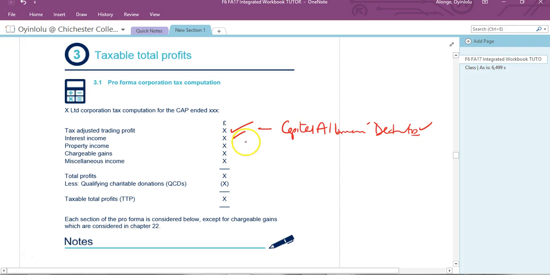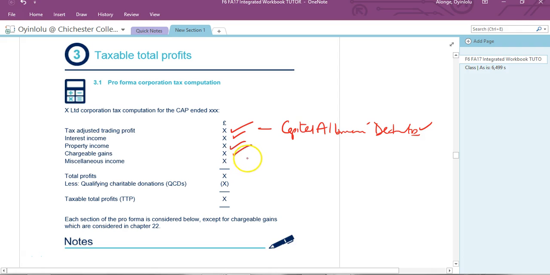Interest income. So we'll see examples of that, I think in this chapter towards the end. Bank interest and other interests that are non-trade, so non-trading relationship type of interests. And property income, of course, no problem.